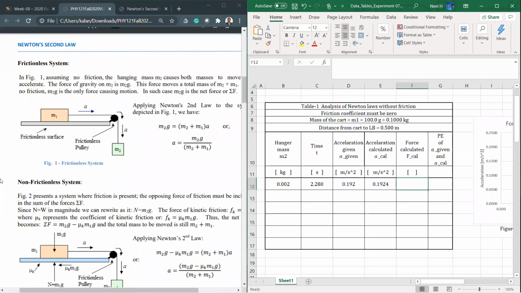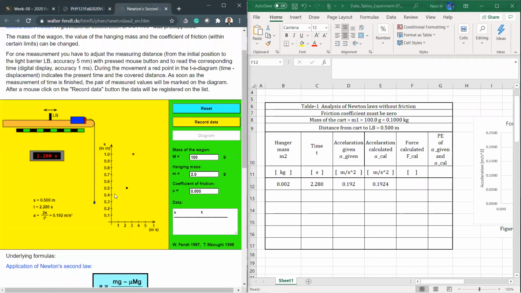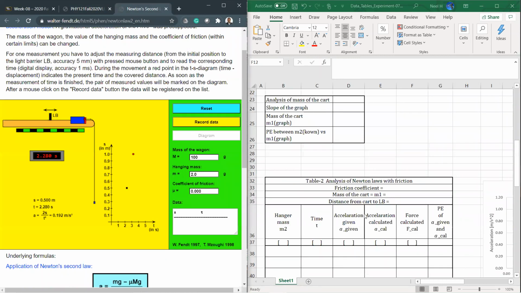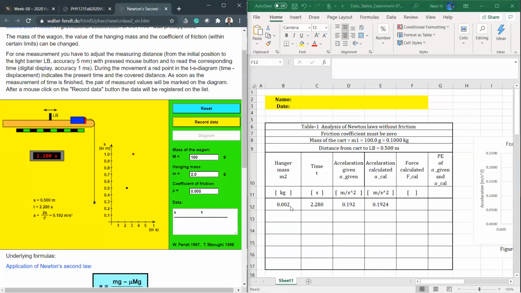Okay, and also, the hanger mass value is right here on the simulator. Right here, it's a hanging mass. That's the hanger mass. That's the one we're changing. It's in grams, so you have to divide by 1000 to get the right units, kilograms.